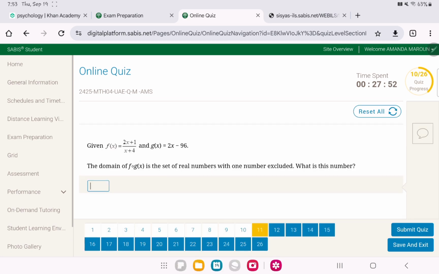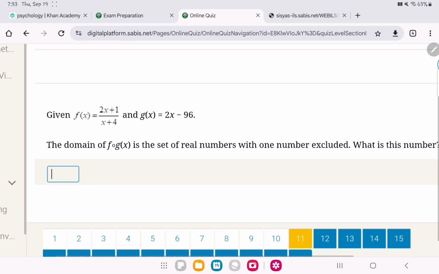This one is very, very important. So we said we're going to start by solving from the right to the left. So we're going to start with the x in g. You can choose to replace it, but if you don't want to replace it, you're going to take gx as it is, okay? So gx is equal to 2x minus 96.